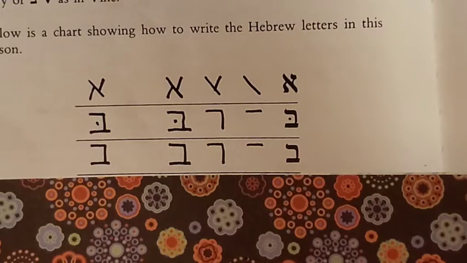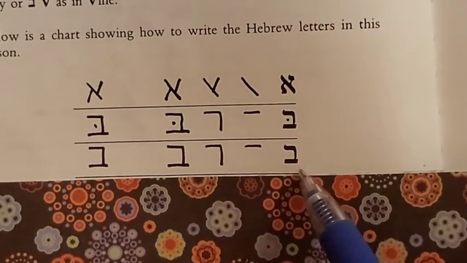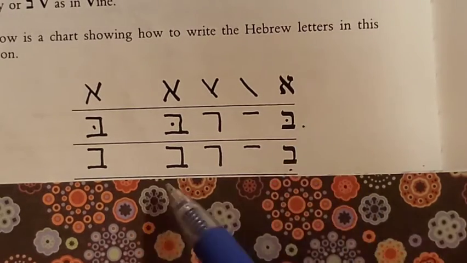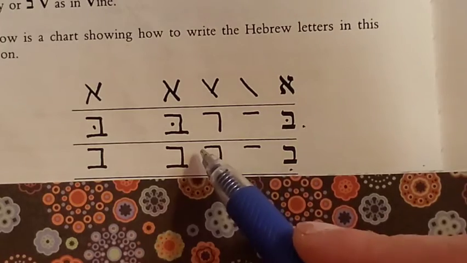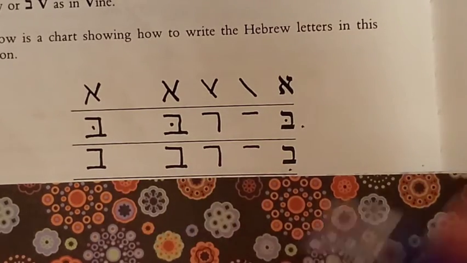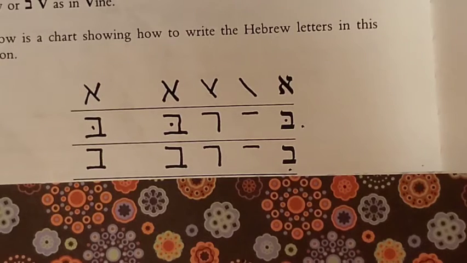for. All right, we're not going to work on the vet letter just yet. Just know that it is just like the bet. You just leave the dot out of it. So it's the cross and down with a little foundation base on it. No dot. Makes the V sound.